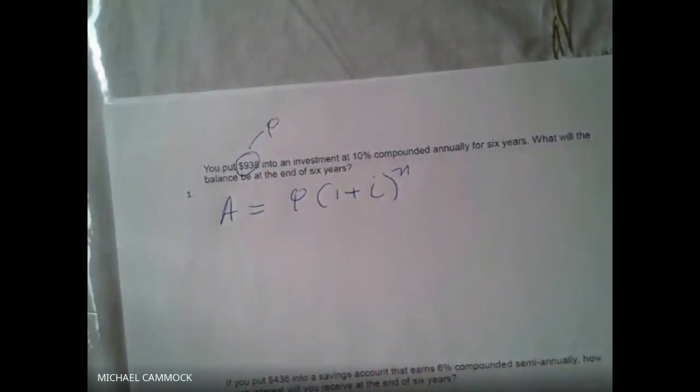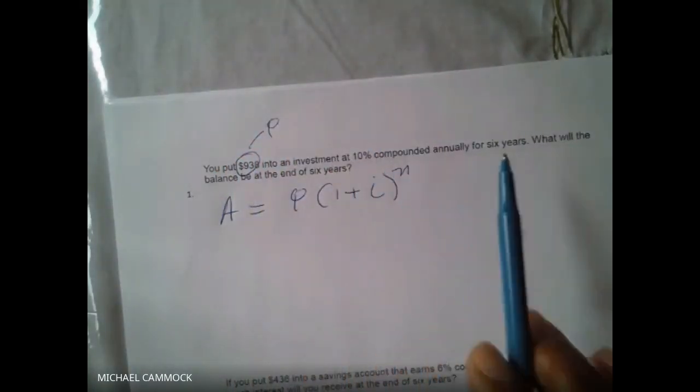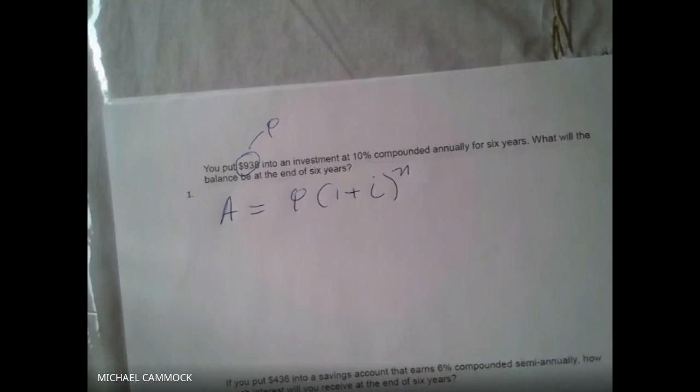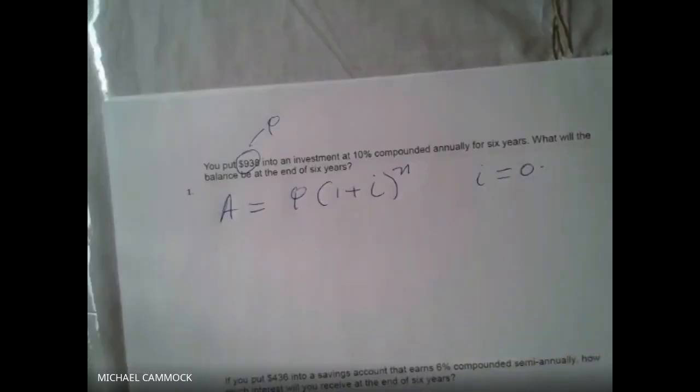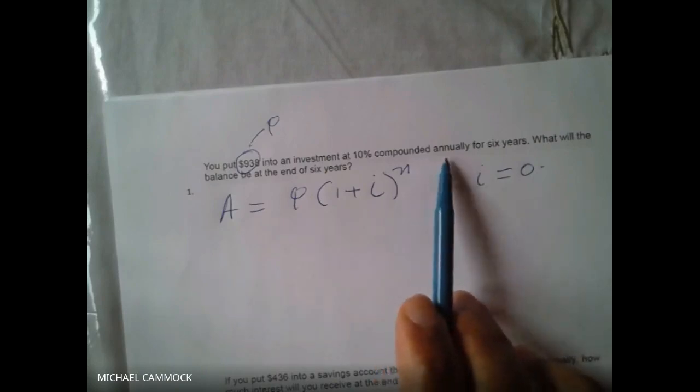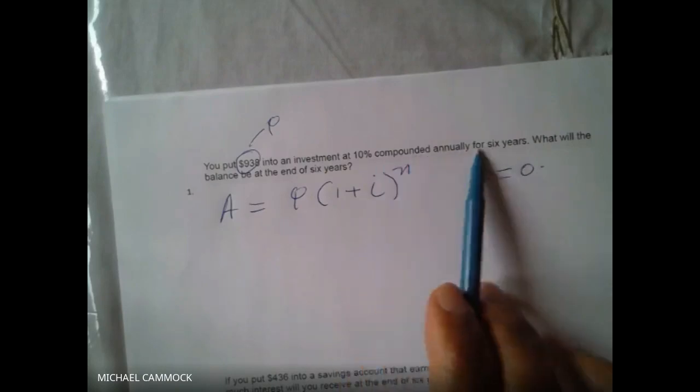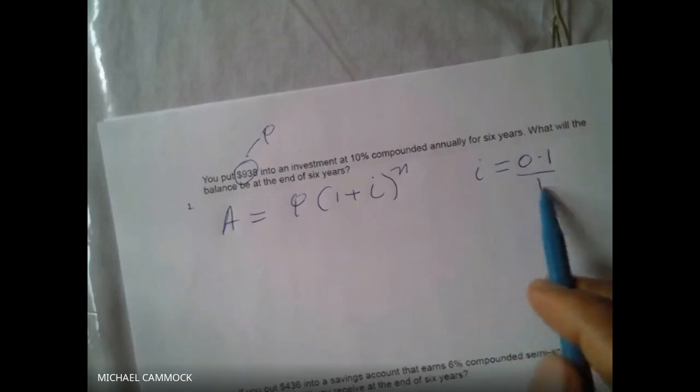How about the i? It says 10% compounded annually for 6 years. So what part is the i? 10%. Great. But do I need to divide that by anything? 6, isn't it? Nope, because that's time, but it says annually. What you need to look for is the compounding period. If it says annually, then I'm just going to take this 0.1 and divide it by 1, which doesn't do anything, by the way. So it's not going to change that number. It's just going to be 0.1, which is 10%.